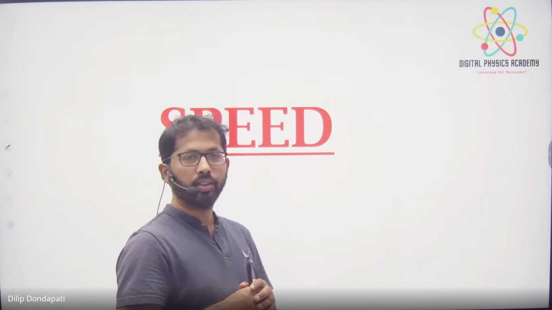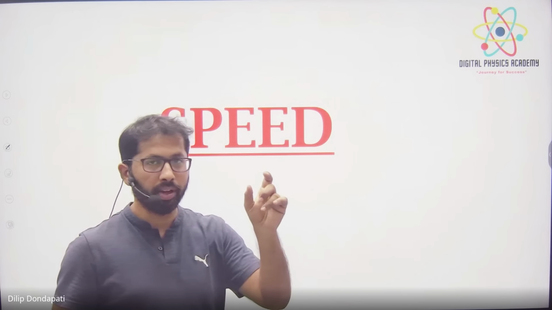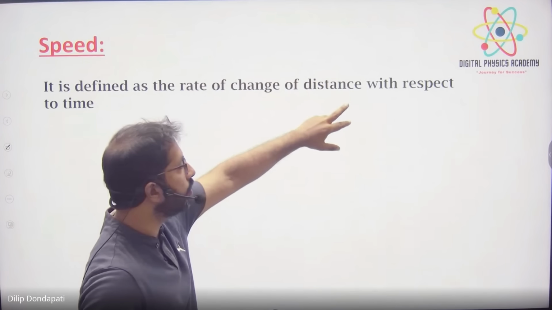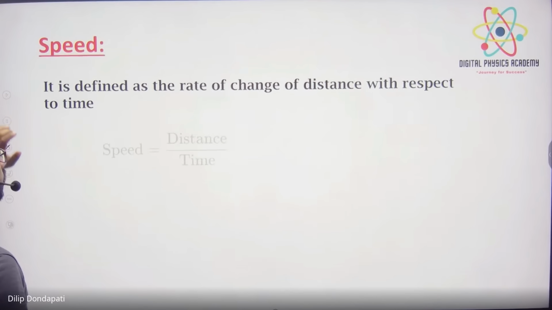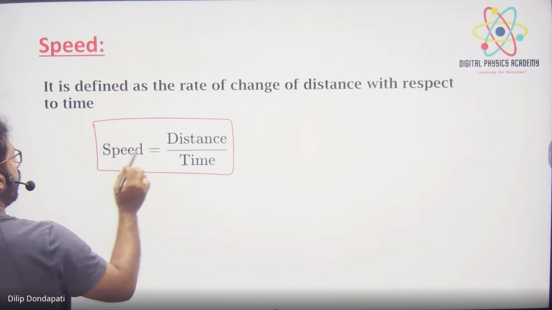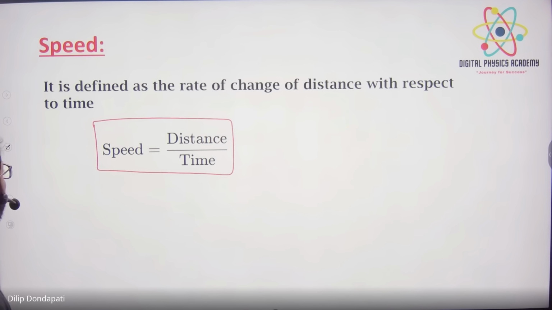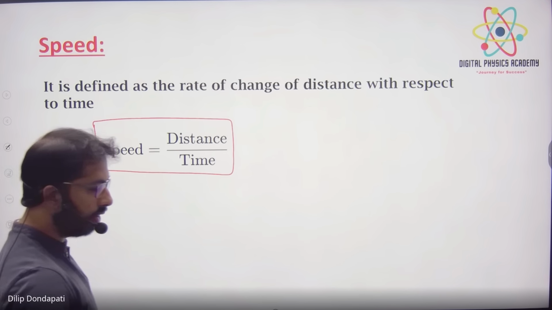Speed is a quantity. We are running with 60 kilometers per hour as a speed. So speed is nothing but rate of change of distance. We know the formula, right? The formula of speed is distance by time. Rate of change of distance with respect to time is called speed. So speed is equal to distance by time. Write down. Is it a scalar quantity or a vector quantity?